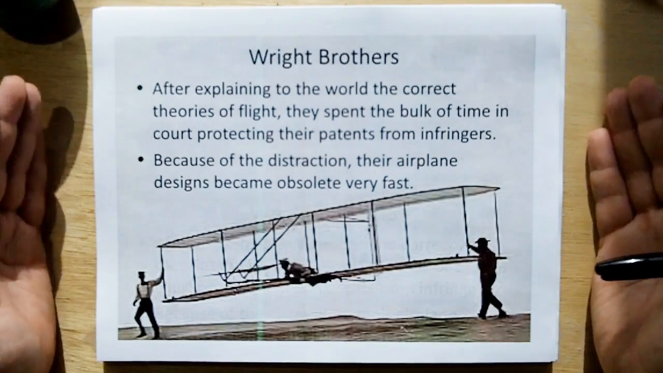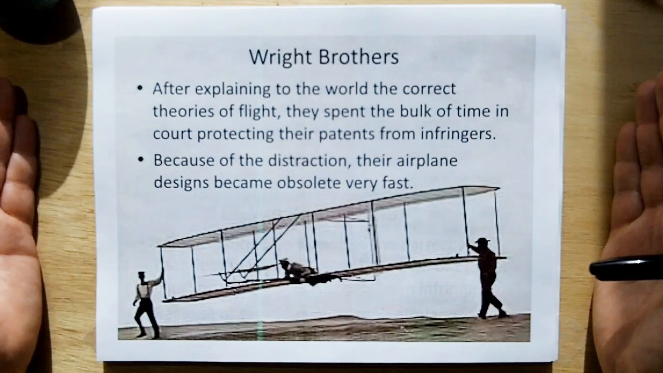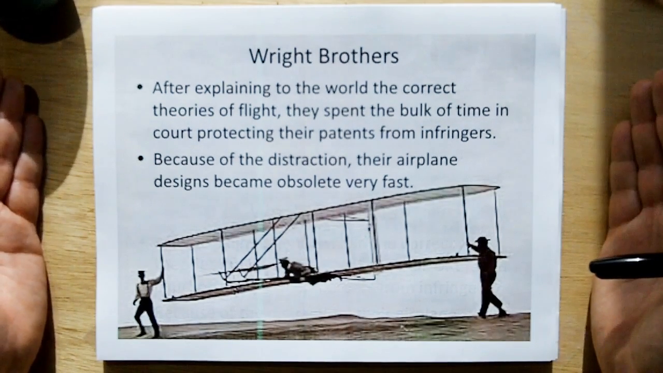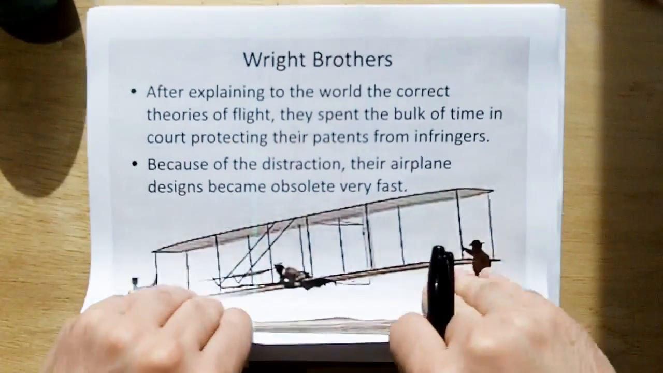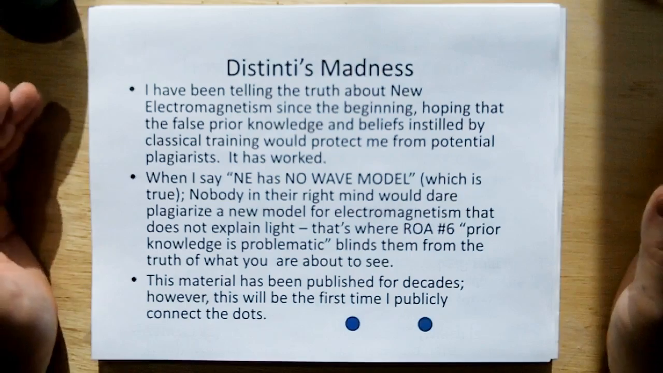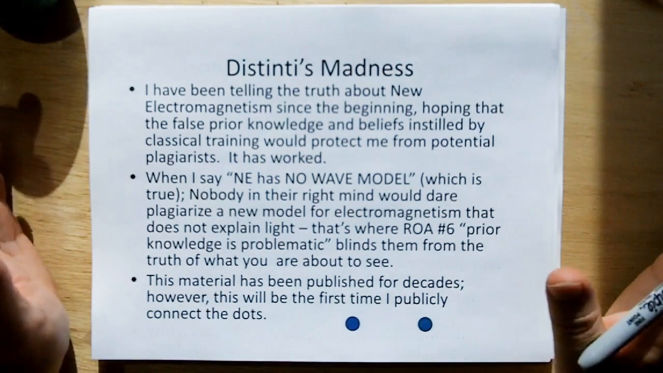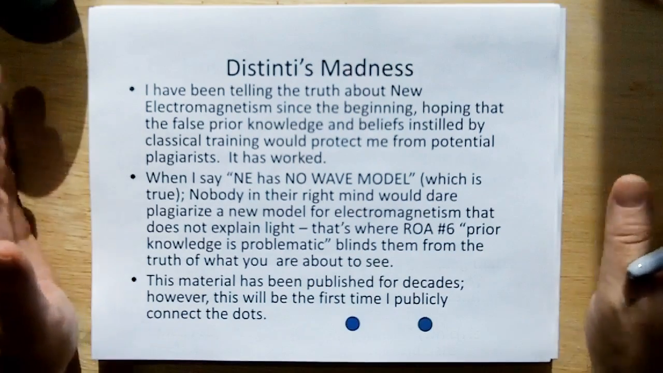Same with Tesla. He showed everybody how to do it, and everybody was working. He had thousands, millions of engineers working around him. He couldn't keep ahead of the pack of a million engineers working around you. And so he had to go off and do really crazy stuff that really didn't amount to much because he had to really stretch. So my idea was to tell the truth and hope that the false prior knowledge and belief instilled by classical training would protect me from potential plagiarists. And I think it's worked.